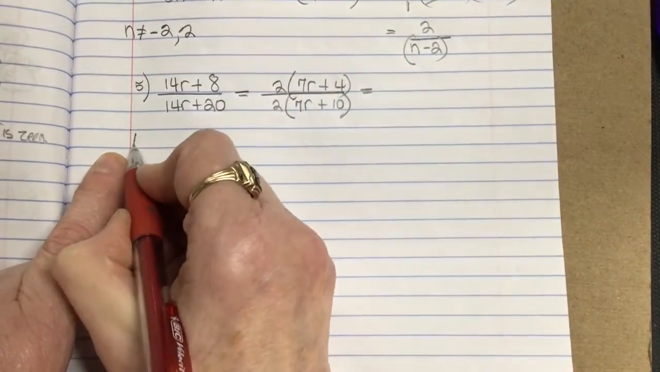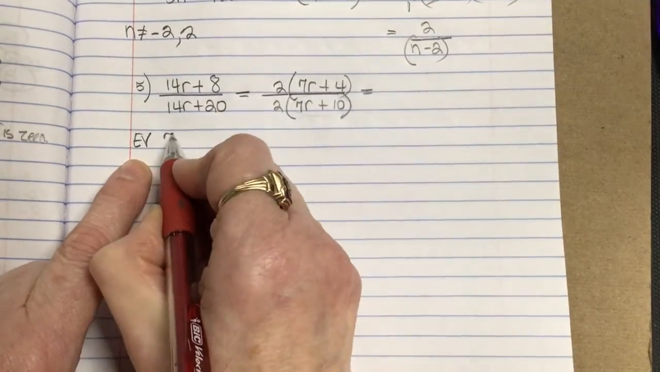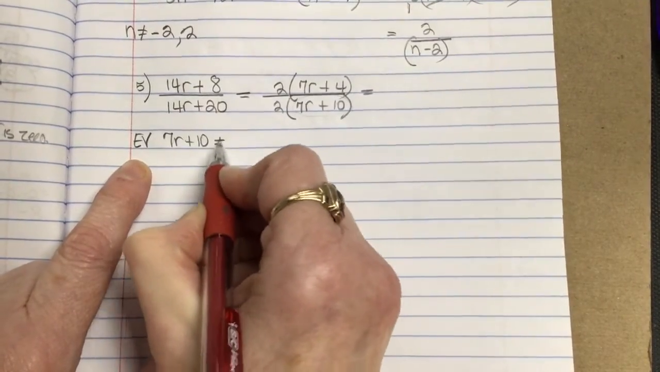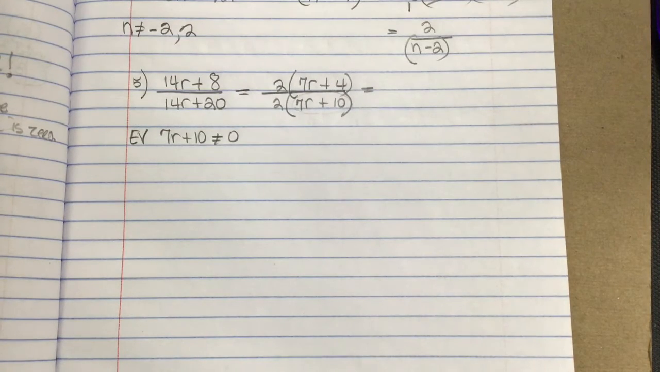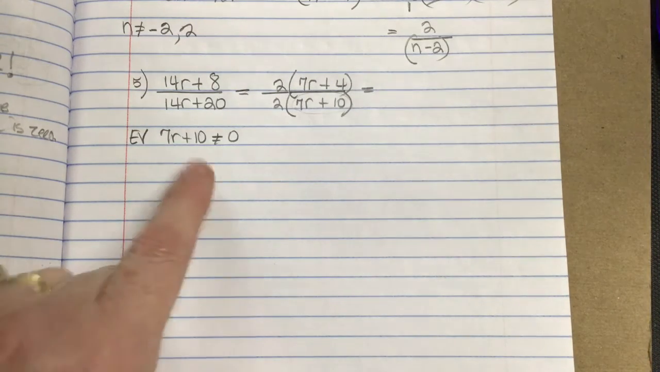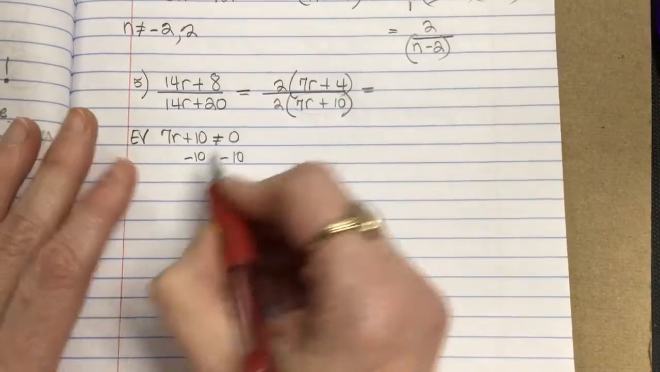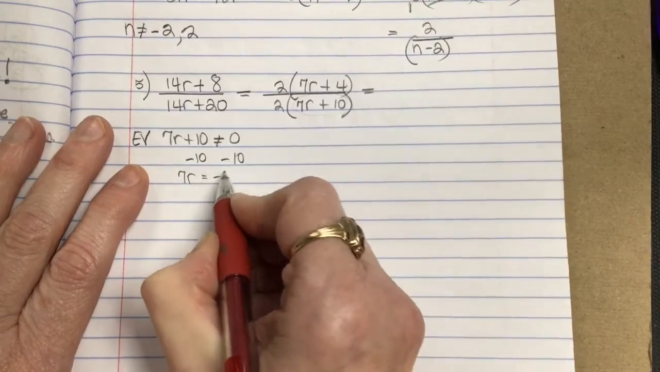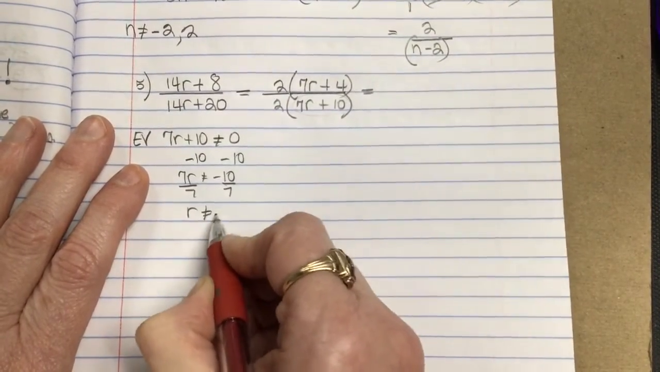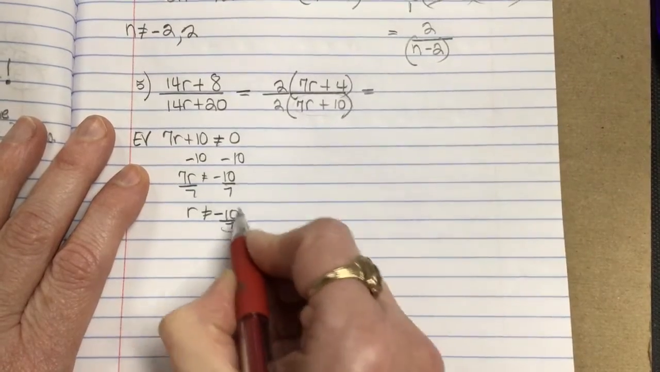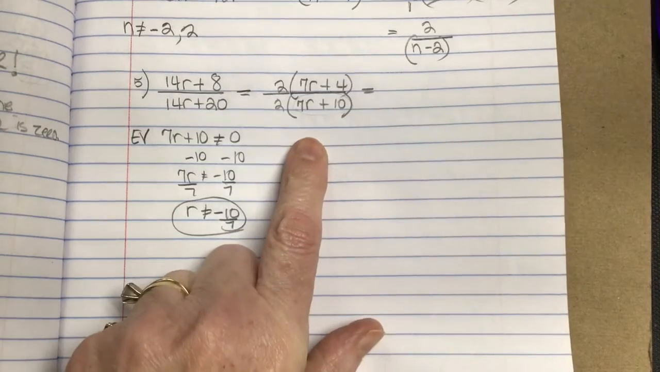And let's go ahead and do our excluded value. Now, it's got a little bit of a twist to it. 7r plus 10 cannot be 0. Or you can put 7r plus 10 equals 0, and then you can say that's my value that won't work. I like it like this. Subtract the 10. We never said it had to be an integer. And you get 7r equals negative 10. And so r cannot be negative 10/7. And I'm going to leave it in proper fraction. That's your excluded value.